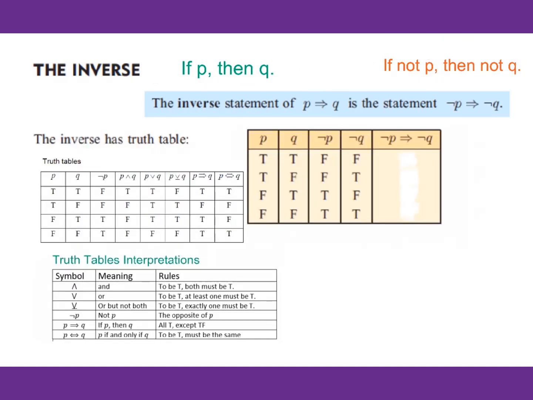Let's talk about the truth table for inverse. We have P, Q, not P, not Q. Then from not P implies not Q, for implication, all true except true false. Not P implies not Q: only true false will be false. Rest of them will be true.